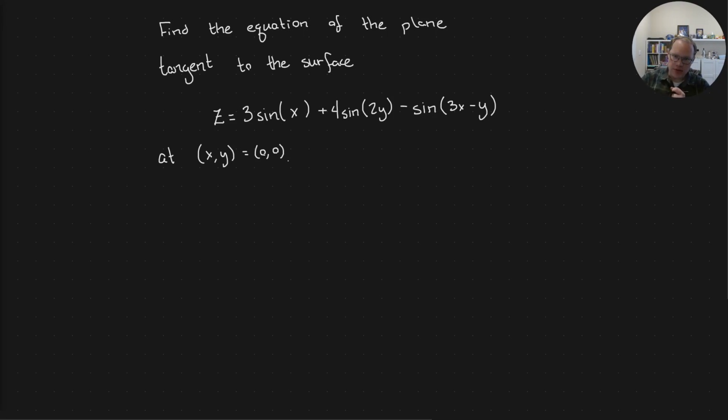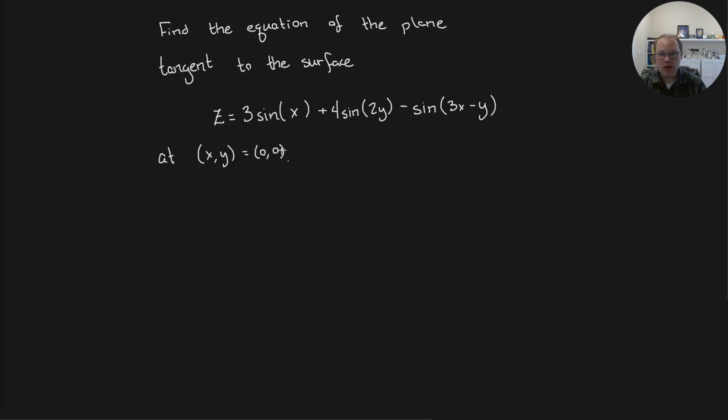So let's take a look at another example. Here we want to find the equation of the plane tangent to the surface z equals 3 sine x plus 4 sine 2y minus sine (3x minus y) at the point x, y equals 0, 0. Okay, so we need two things to find the equation of the plane. We need a point in the plane, and we need a vector normal to the plane.